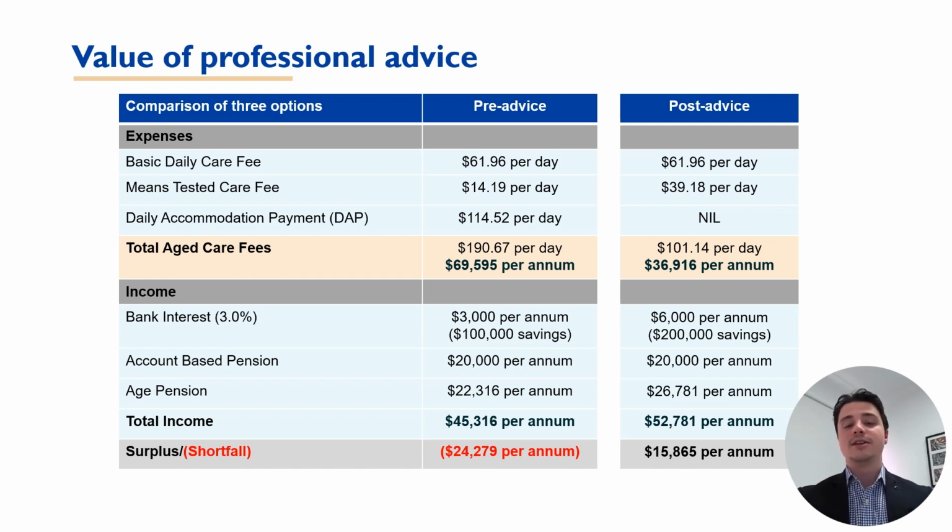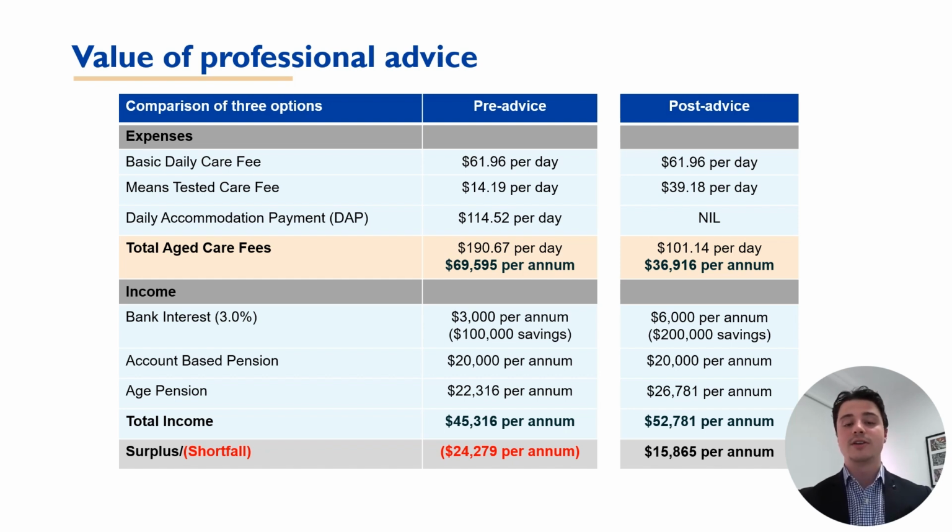We also can assist from the income aspect. So by restructuring your finances, we can potentially improve age pension entitlements. So as you can see, age pension entitlements were able to be increased from $22,000 to $26,000 through my advice. And we were also able to improve interest or income from investments by restructuring. So that overall impact on our advice resulted in a dramatic benefit.